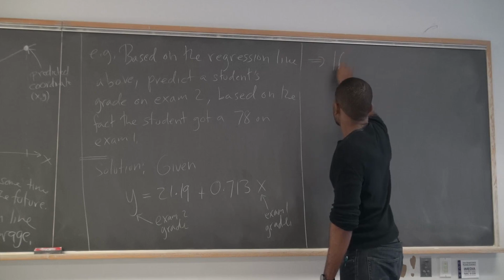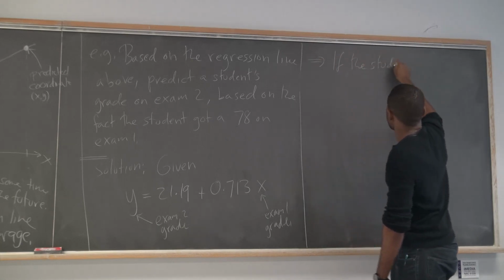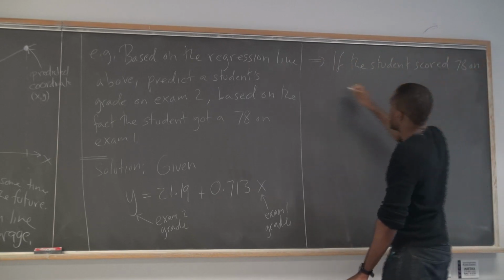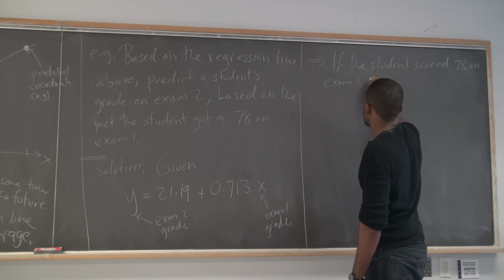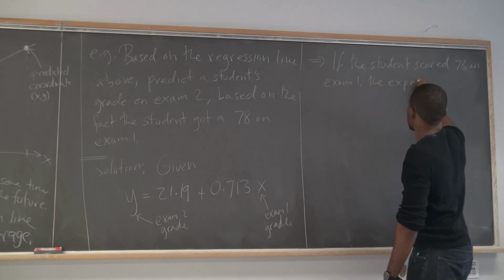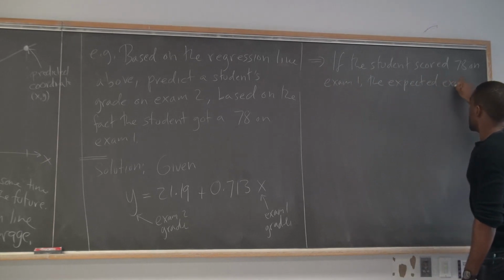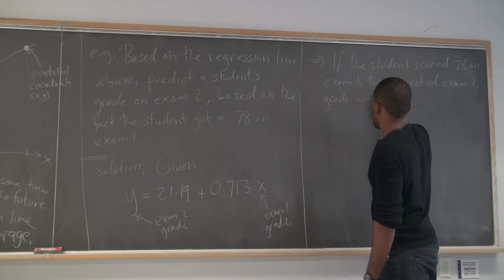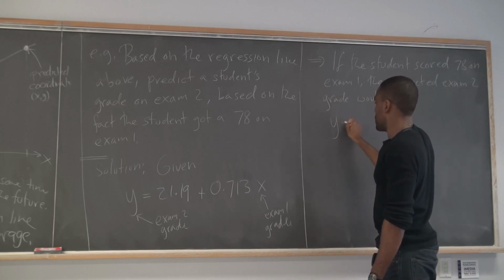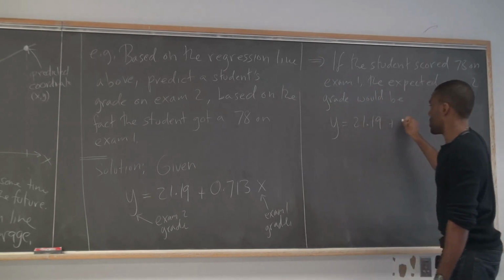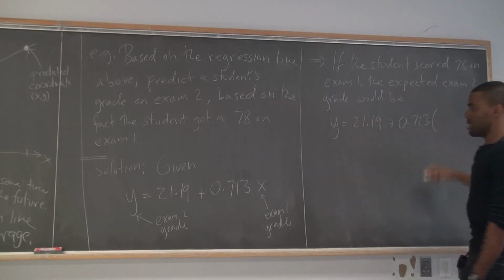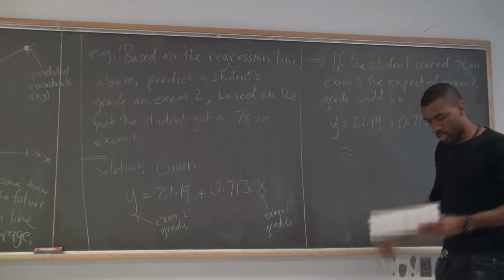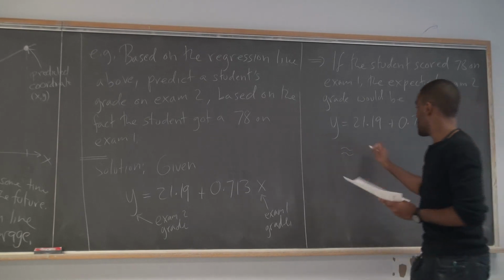So this means if the student scored 78 on exam 1, the expected exam 2 grade would be y is equal to 21.19 plus 0.713. Just plug in the exam 1 grade here, 78. And so I worked that out, 76.8.